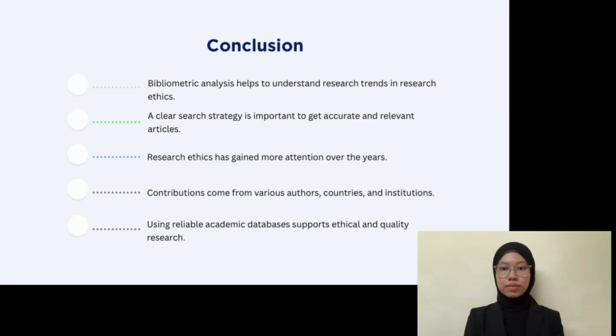Thank you. To conclude, this study shows that bibliometric analysis is useful for understanding research trends in research ethics. A clear and well-planned search strategy is essential to obtain accurate and relevant academic articles. The findings also indicate that research ethics has gained increasing attention over the years, showing its growing importance in academic research. In addition, contributions come from various authors, countries and institutions, reflecting global interest in this field. Overall, using reliable academic databases such as Scopus and Web of Science supports ethical practices and improves the quality of research.